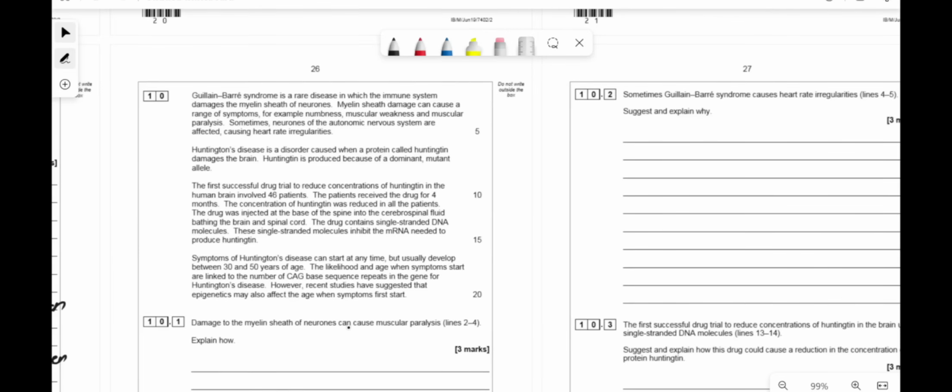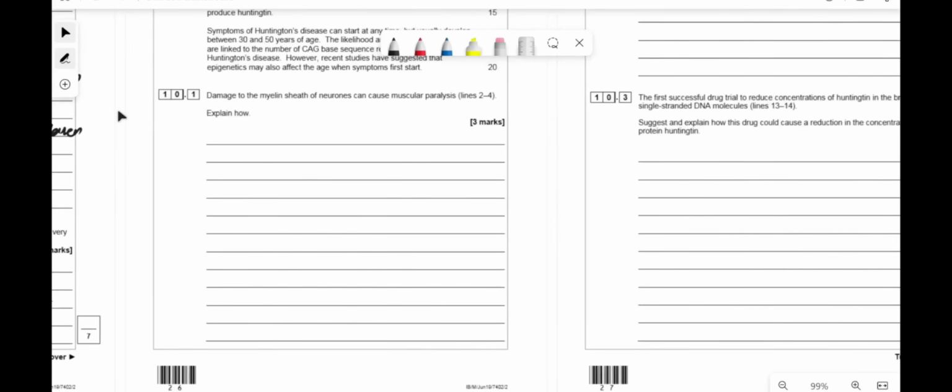Damage to the myelin sheath of neurons can cause muscular paralysis. Explain how. So, just a quick recap on neuroanatomy. You've got a nerve here, and you've got your myelin here. The myelin acts as an insulator.